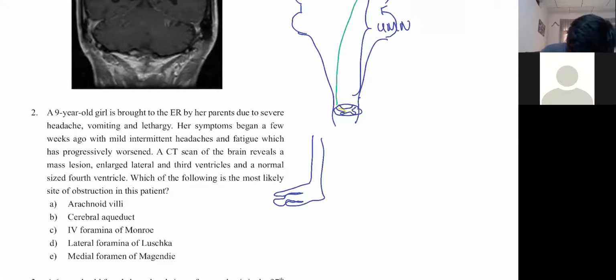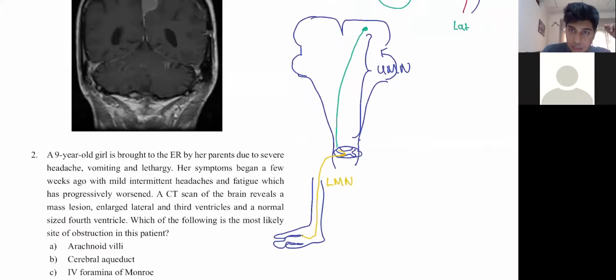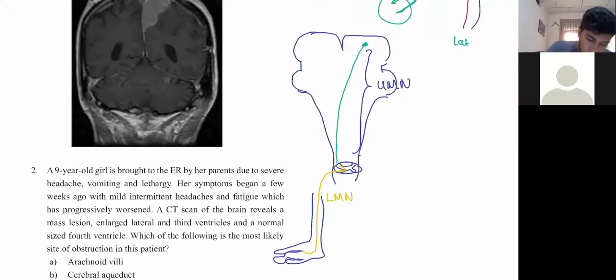So we talked about this. The neuron that innervates the leg, the last neuron, is called the lower motor neuron. I hope you guys remember these. So you can see the damage is here. That means the upper motor neuron, not the motor neuron that originates at the level of the lesion, is damaged.